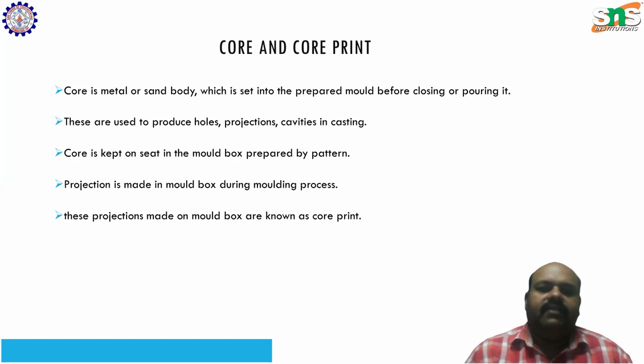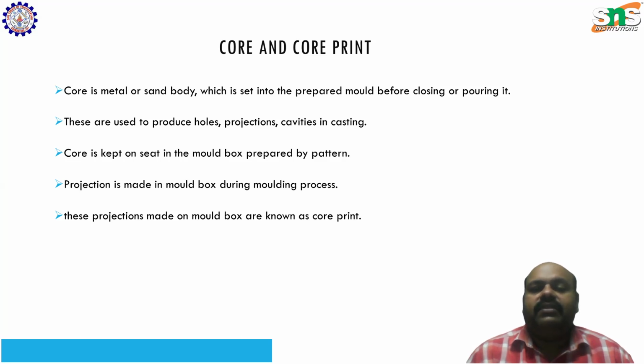Whenever there is a casting part, there are a lot of holes, projections, cavities according to the requirement. So what is meant by core? Core is a metal or sand body which is set into the properly prepared mold before closing or pouring it, right? These are used to produce holes, projections, cavities in casting.